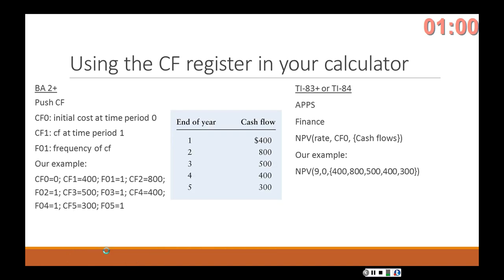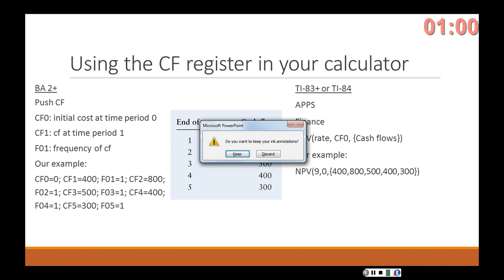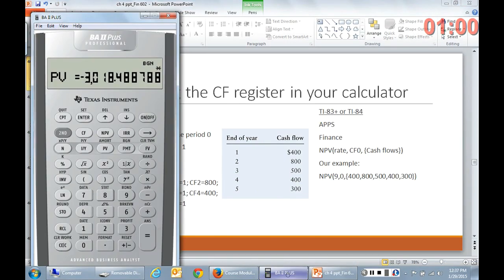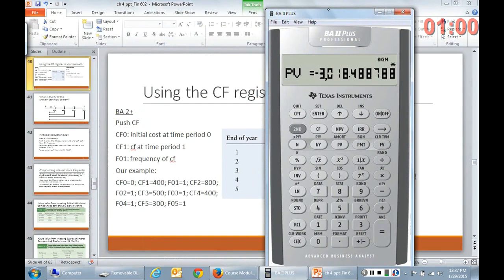But our calculator does offer a cash flow register. And here's the buttons that you would need to use. So if you have a financial calculator, your directions are on the left. And if you have a graphing calculator, your directions are on the right. For a graphing calculator, we'll cover that one first. For a financial calculator, we'll cover that one first.